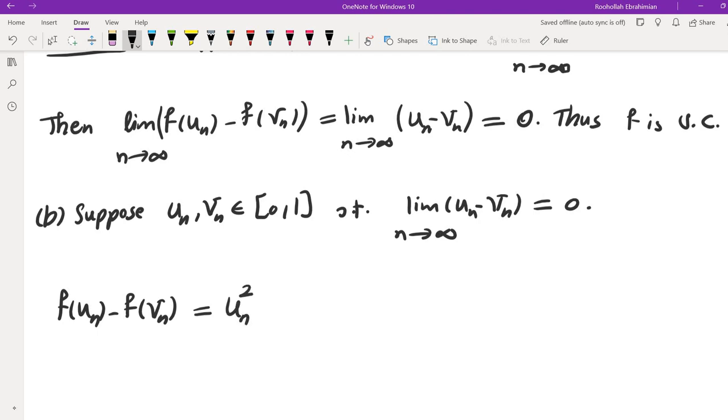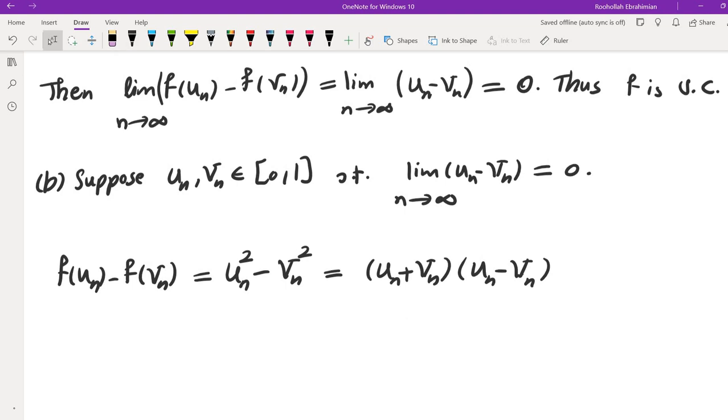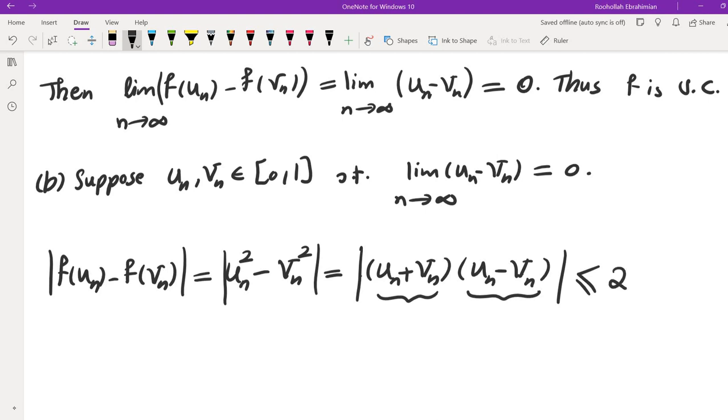If you look at this one, f of un is un squared, f of vn is vn squared. And if we factor this, we get un plus vn times un minus vn. Now, the key point is this. un minus vn approaches 0, but un plus vn, even though it doesn't approach 0, is bounded. The reason is un and vn are in the interval from 0 to 1. So if I put absolute values here, then I can use the comparison lemma. The absolute value of un plus vn is less than or equal to 2, and un minus vn approaches 0.